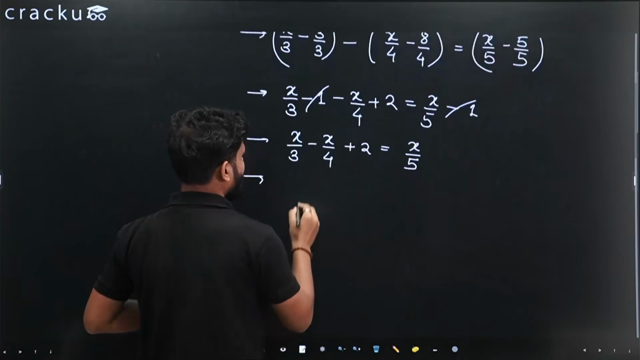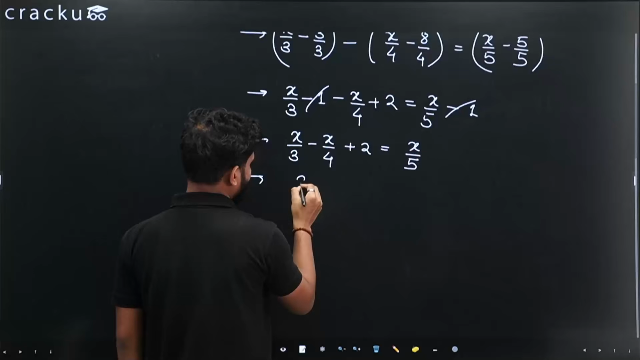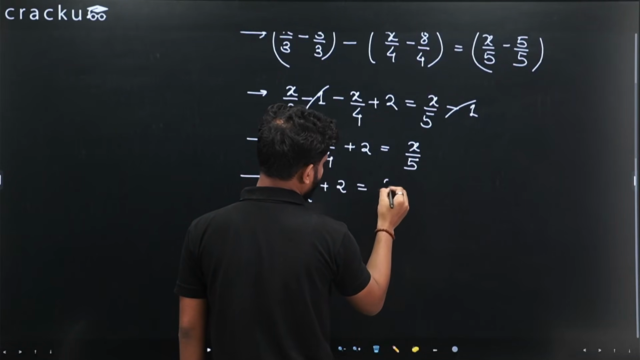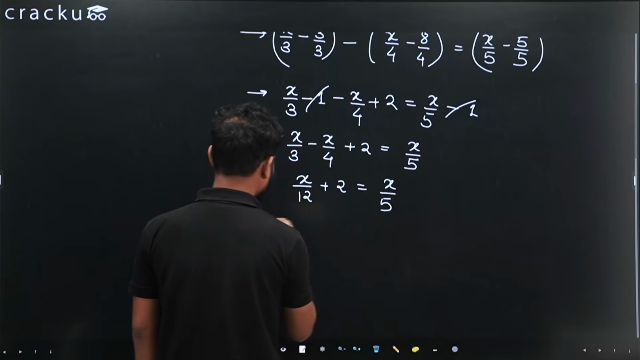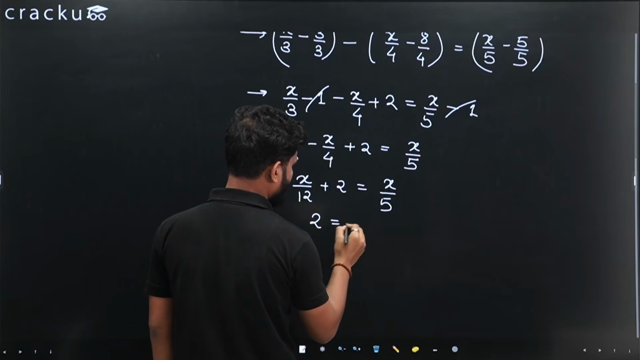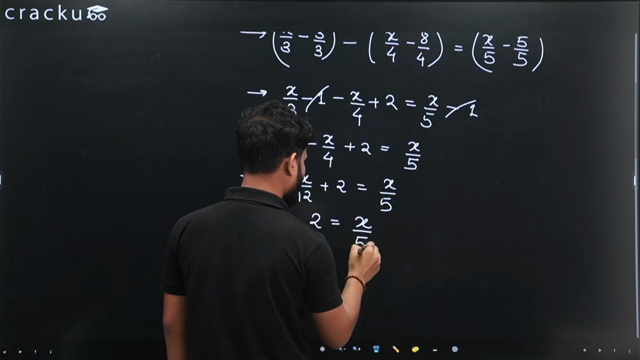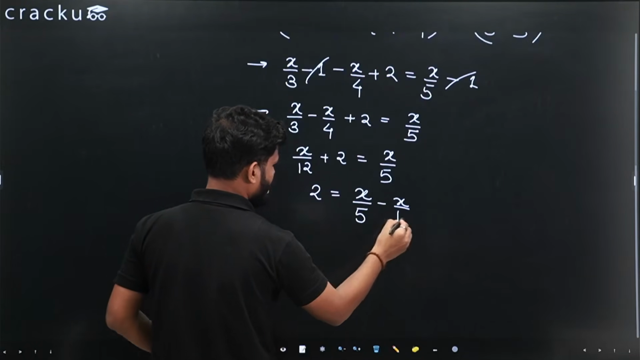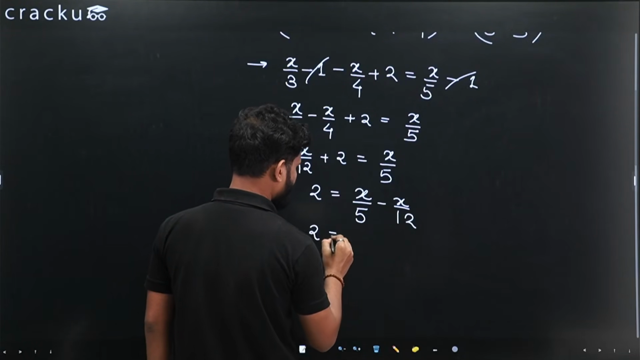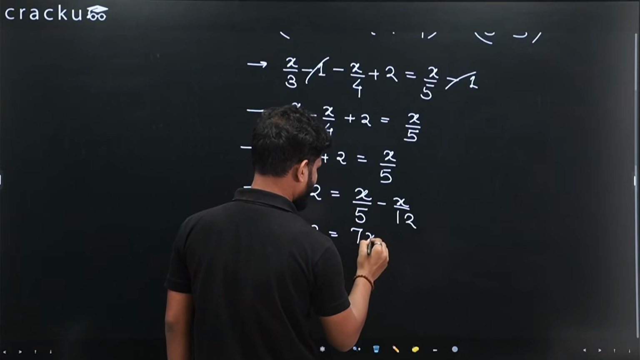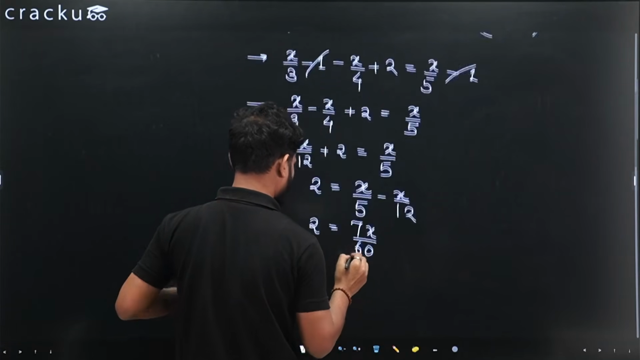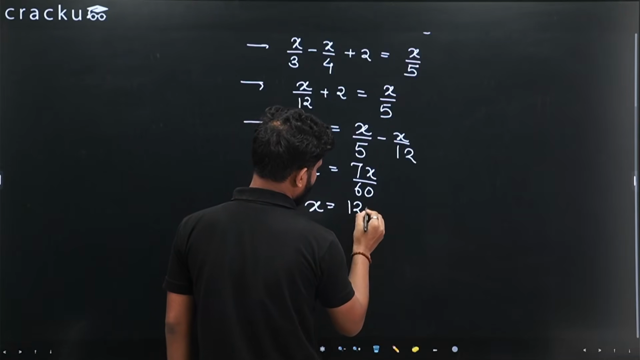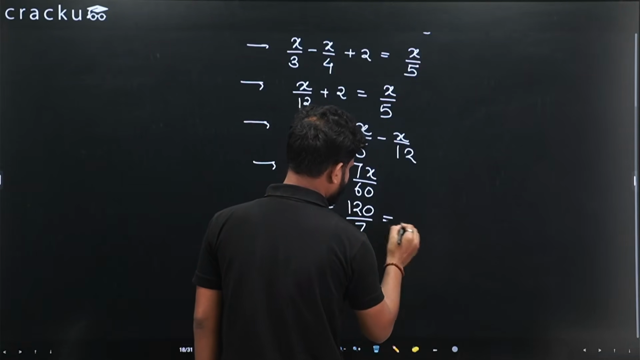From here what do you get? You get 4 minus 3 is 1, x by 12 plus 2 is equal to x upon 5. Or from here you can say 2 is equal to x by 5 minus x by 12, or 2 is equal to what? 12 minus 5, 7x upon 60, or x is equal to what? 60 into 2 is 120 divided by 7.